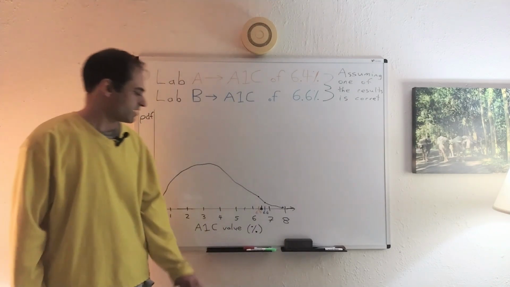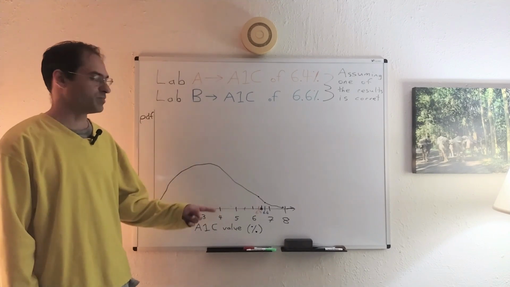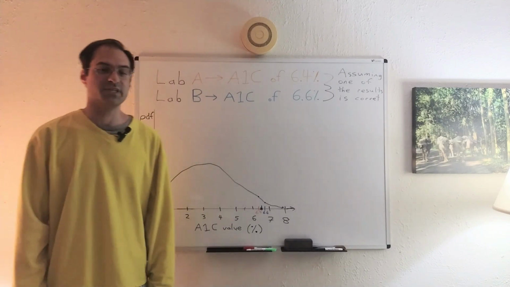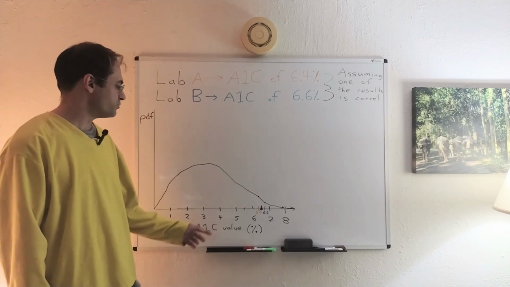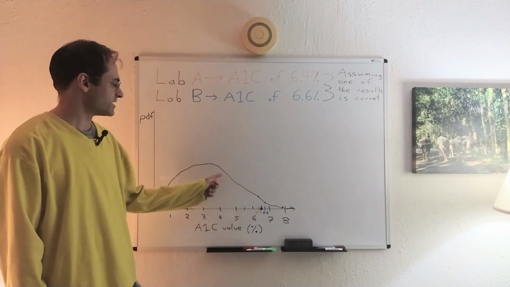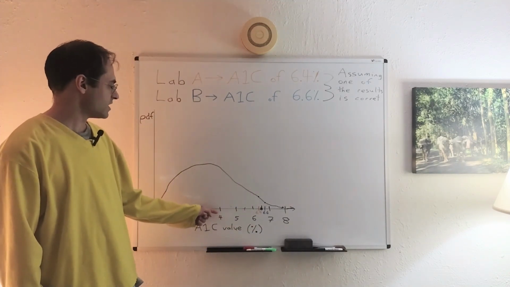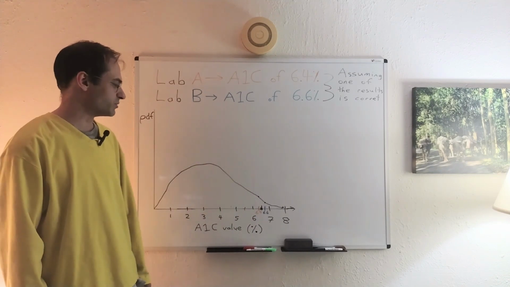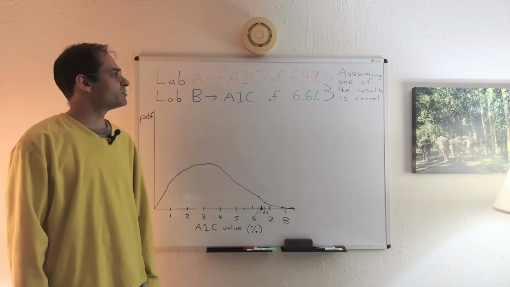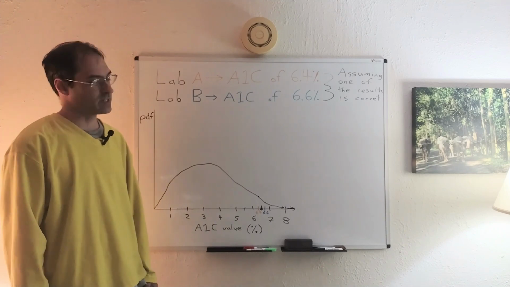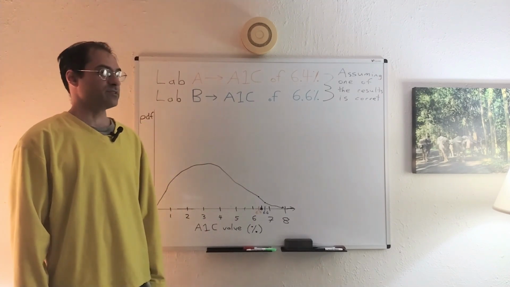Here I've drawn the PDF of A1C values in the general population. Now this is just a fictional PDF. I don't know what the true PDF looks like for A1C values in the general population. But we know that 5.5 and less is considered normal, so we might expect to see the maximum of this PDF at 4 or a little bit less than 4. So in this case, what we want to do is understand what's the likelihood that lab A is correct or lab B is correct.